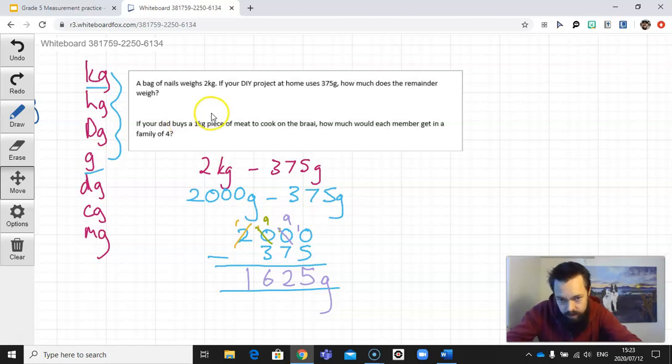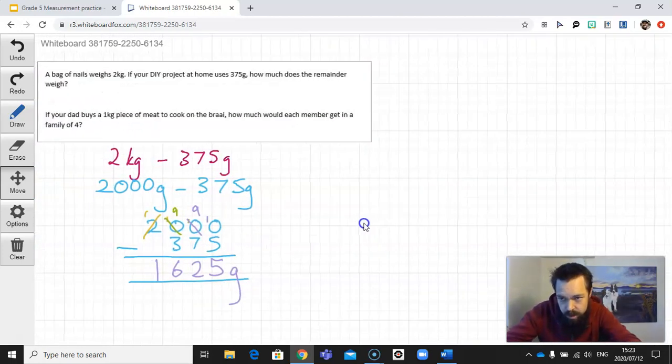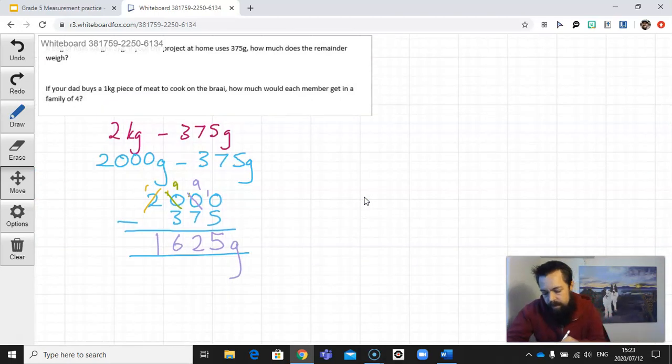Okay, this next one, Dad buying some meat. Okay, so Dad buys a big piece of meat, a nice slab of steak, which he's going to cook on the braai. He buys a whole kilogram, and he wants to share it out equally with a family of 4. We will assume that in this family, everyone gets the same amount. So we need to share out our kilogram by 4. So we've got to divide 1 kilogram. Let's actually write that 1 kilogram by 4.